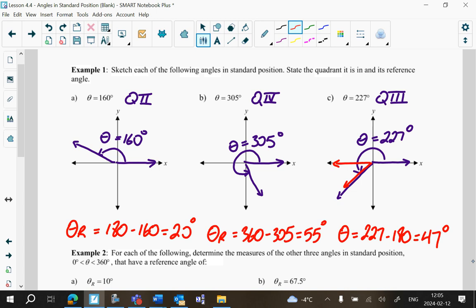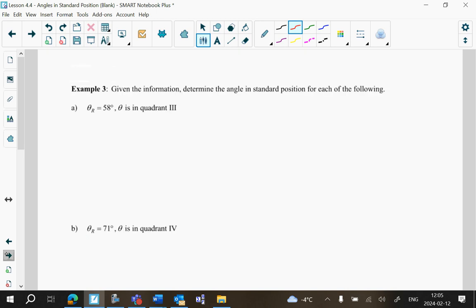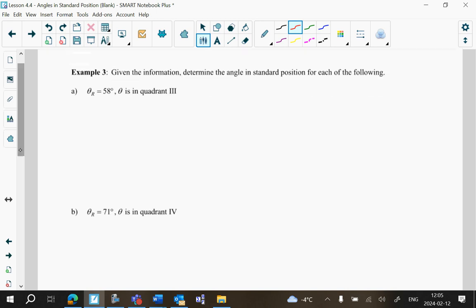Example 2 was just taking an angle and sketching all of its reference angles in the 4 different quadrants. We're not going to worry about that. So we're just going to jump to example 3. Here you're asked to work backwards. You don't have to sketch it. Sometimes you may want to sketch it to help you, because sometimes visualizing it helps people.